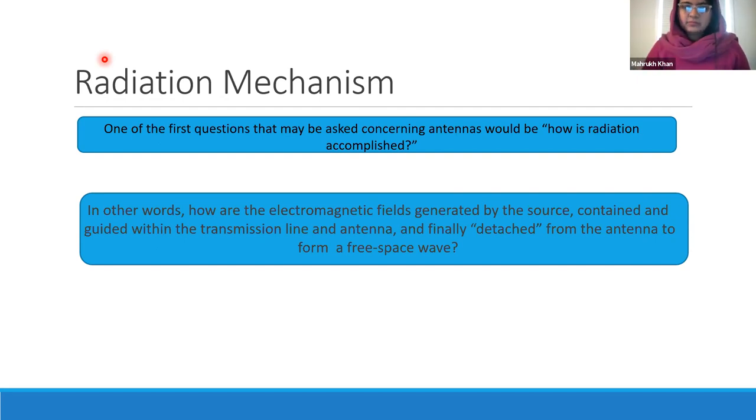The first question is how it is possible that we have some material that can do radiation, that can produce EM waves. The second question is how it is possible that we have a medium that has the wave passing through it, and suddenly we detach it from that, and it acts as an antenna in free space waves. So these are the two important questions we will address in this lecture.